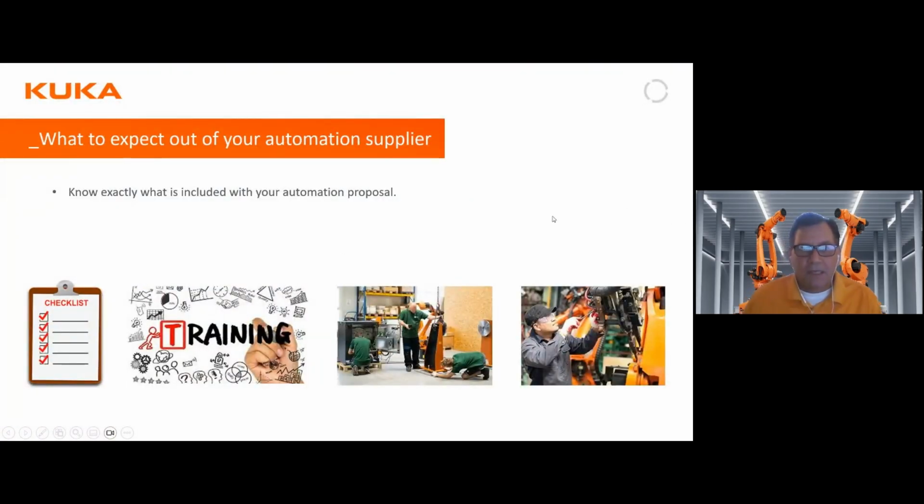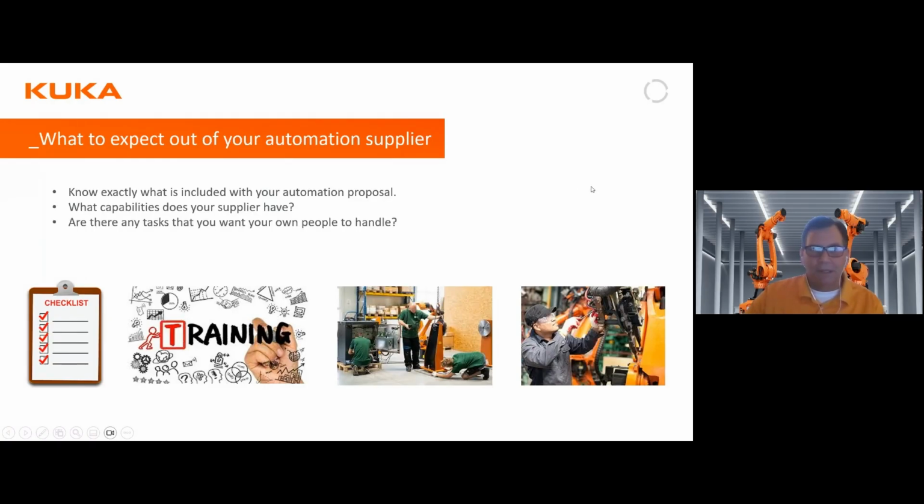So you want to know exactly what's included in your automation proposal. As Phil mentioned earlier, what kind of capabilities does your supplier have? Some people do everything turnkey, some sub out different parts of the project. You want to clearly identify what's included in that proposal. And one thing that could be an advantage, are there any tasks that your own people can handle? Sometimes the best training for your own personnel is to help with installation and debug of the system. That can be a real big benefit.